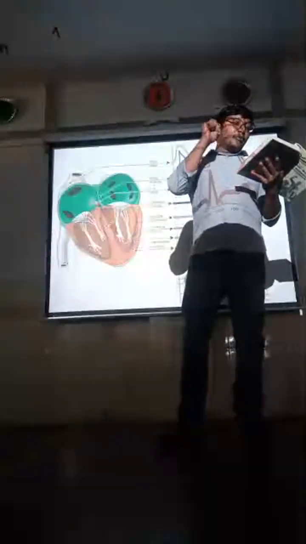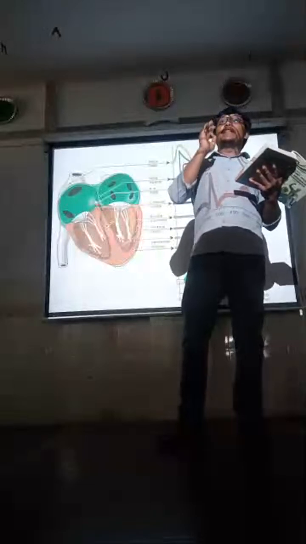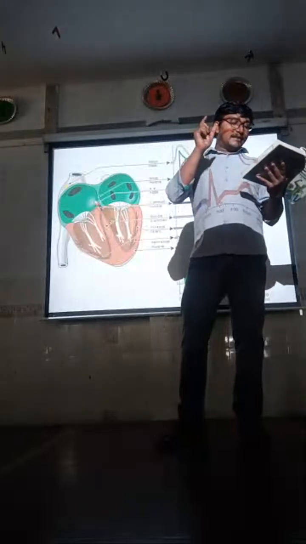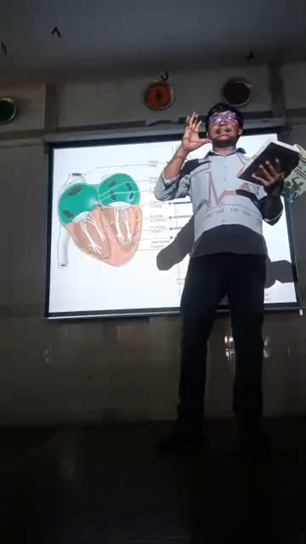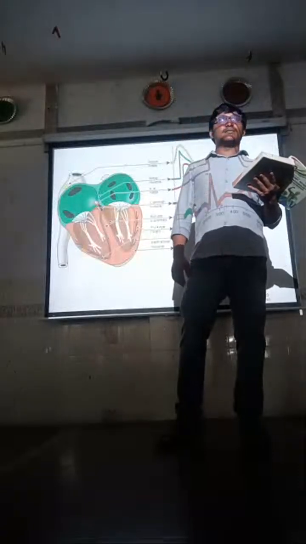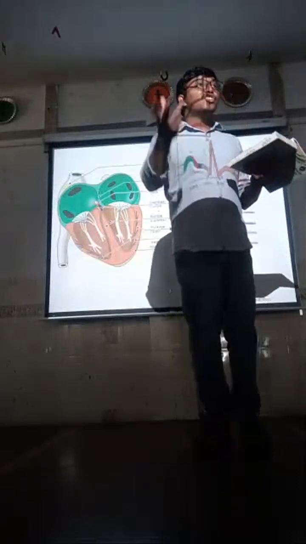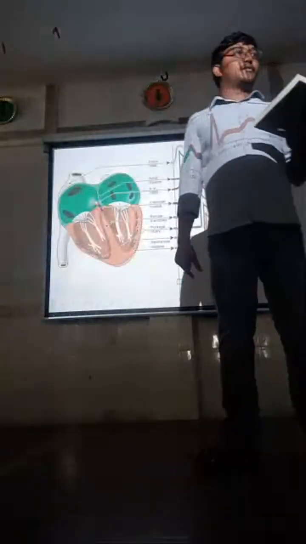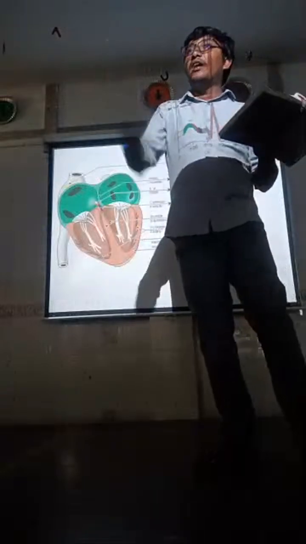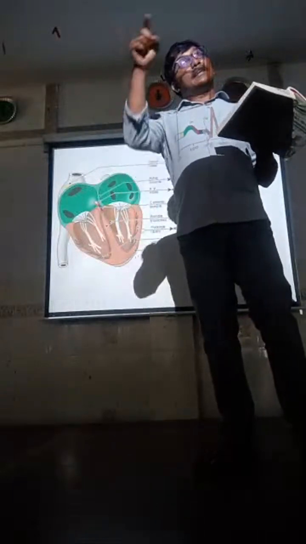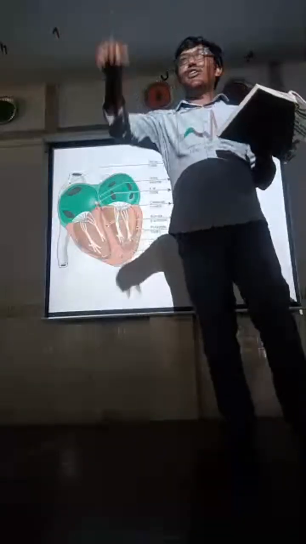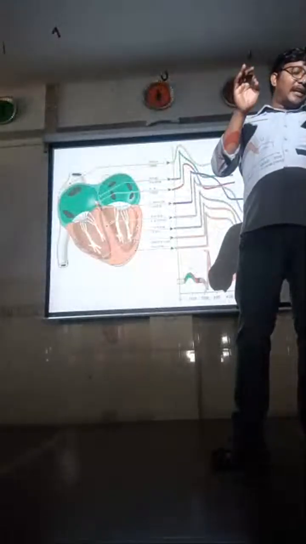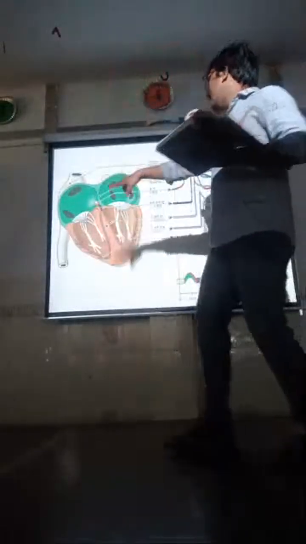This isometric contraction begins when the ventricular systole begins. Here the tension is increased in the ventricles, but there is no change in the length of the muscle fibers. Now, when is this happening? Immediately after the atrial systole.